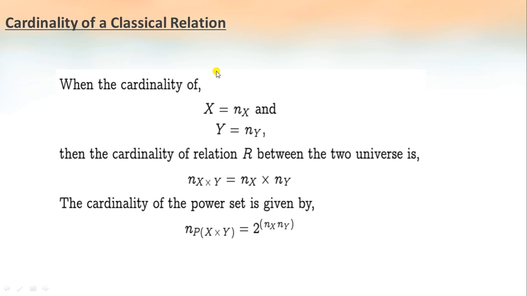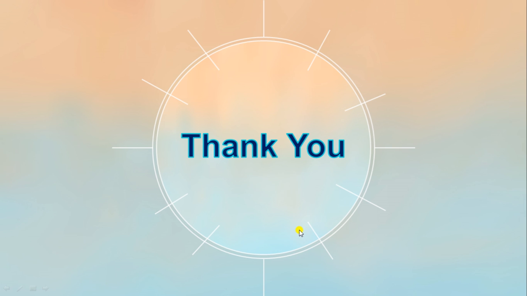Next is the cardinality of a relation. Suppose we have a set X and its cardinality is represented as n(X), where n is the number of elements, and similarly n(Y) for the set Y. So the cardinality of a relation between the two universes can be written as n(X × Y) equal to n(X) times n(Y). And the cardinality of the power set is given by 2 raised to n(X)n(Y). Thank you.